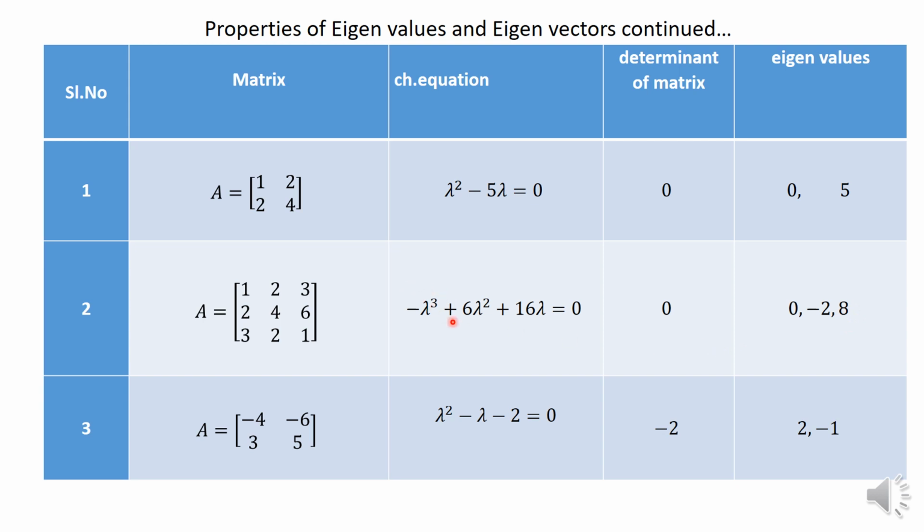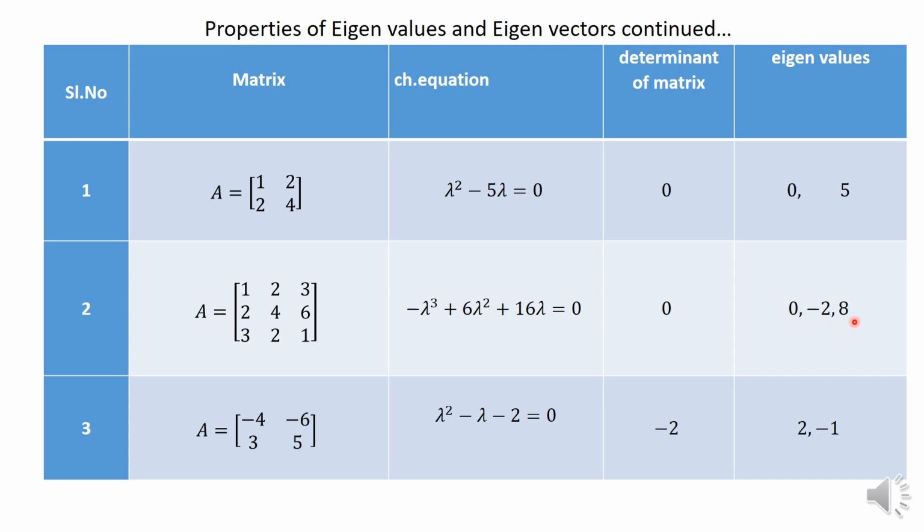Next, in the last column we have the eigenvalues. If you solve this equation, you take lambda common, and here we get minus lambda square plus 6 lambda plus 16 is equal to 0. Taking lambda common, obviously you get one value of lambda as 0, and another from the quadratic equation minus lambda square plus 6 lambda plus 16 is 0. You solve that and you get two values, minus 2 and 8. So for this matrix A we have three eigenvalues: 0, minus 2 and 8.